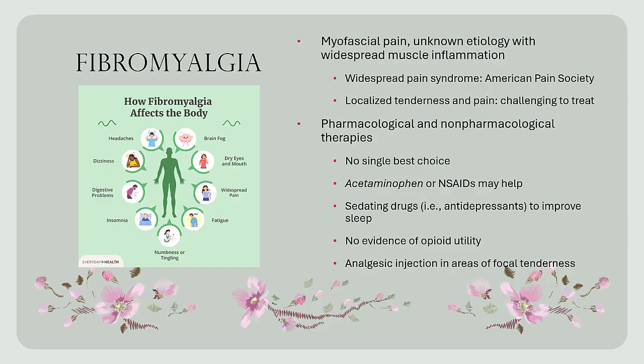There is no single best choice of medicine to treat fibromyalgia. Acetaminophen or NSAIDs may help. Some sedating drugs or antidepressants may help improve sleep quality. No evidence of opioid utility has been demonstrated. Occasionally, anesthetic injections can help treat focal tenderness, but such injections should not be relied upon as the primary treatment because evidence does not support their regular use.